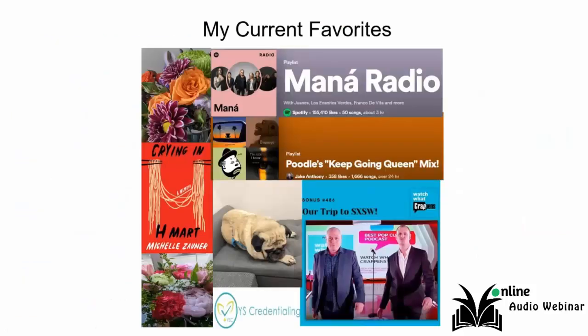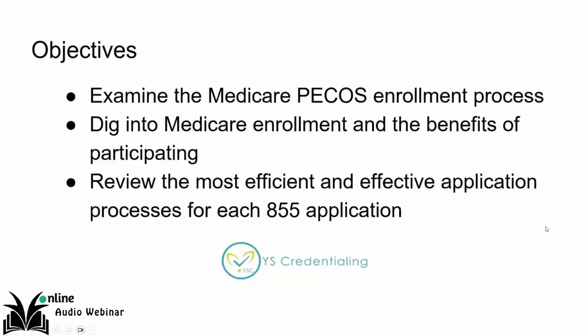I appreciate you all being here. We're going to dive into Medicare. Today, we're going to examine the Medicare PECOS enrollment application, so not paper. We're going to dig into Medicare enrollment and the reasons why providers should be participating. And then we're going to review the 855 application process.